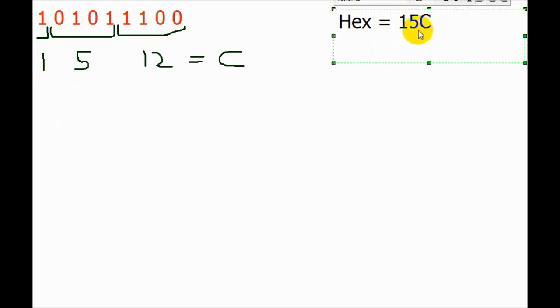Can you see how you would break this back into binary? If I gave you 1, 5, C and said convert back to binary, you would work from the right hand side and say, oh, the C is 12. How do I represent 12 as binary? Converting binary to hex and hex to binary is not that difficult at all.